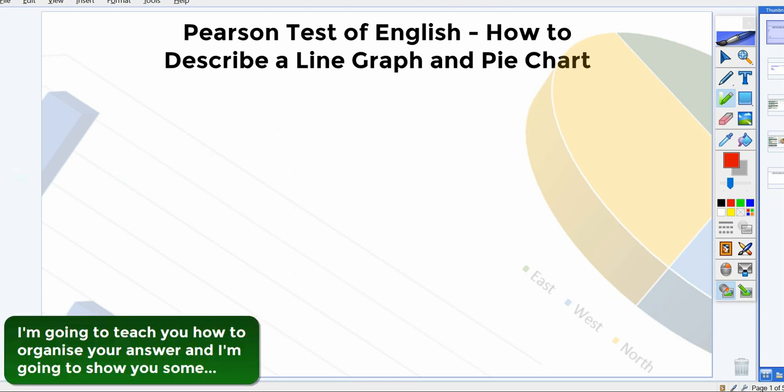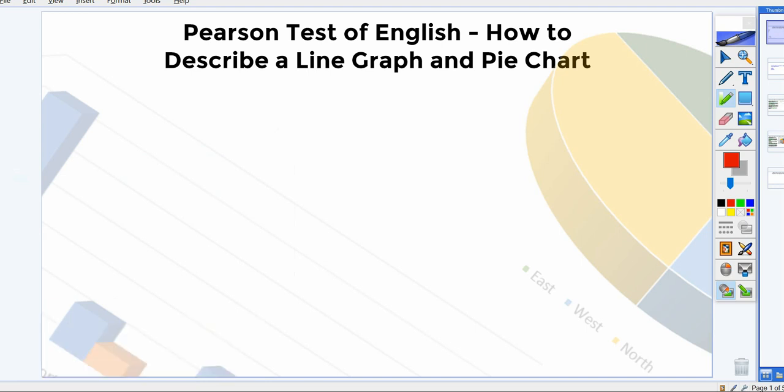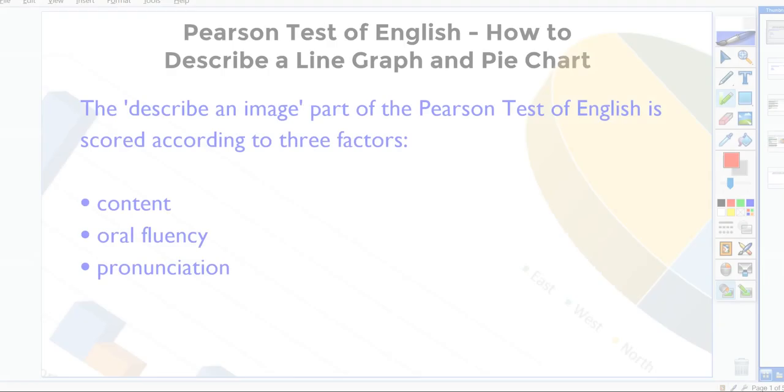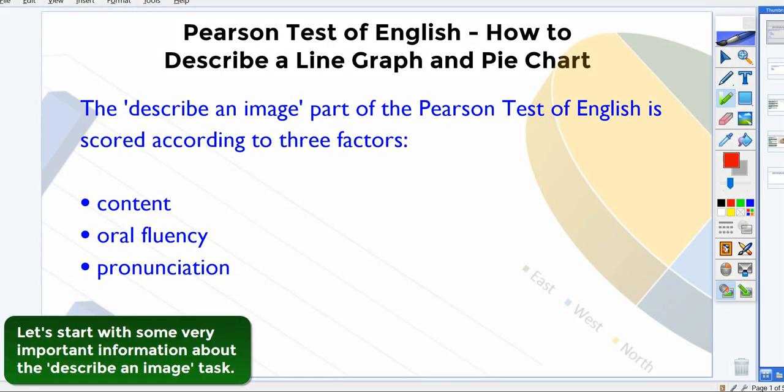I'm going to teach you how to organize your answer, and I'm going to show you some very useful words and phrases that you can use to describe a line graph or pie chart. Let's start with some very important information about the Describe an Image task.